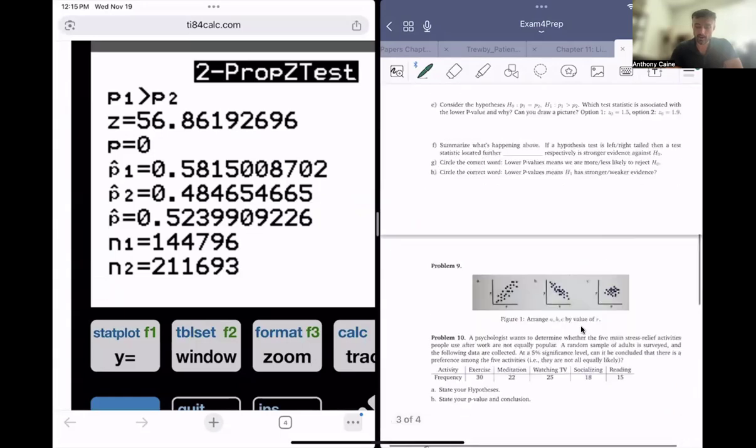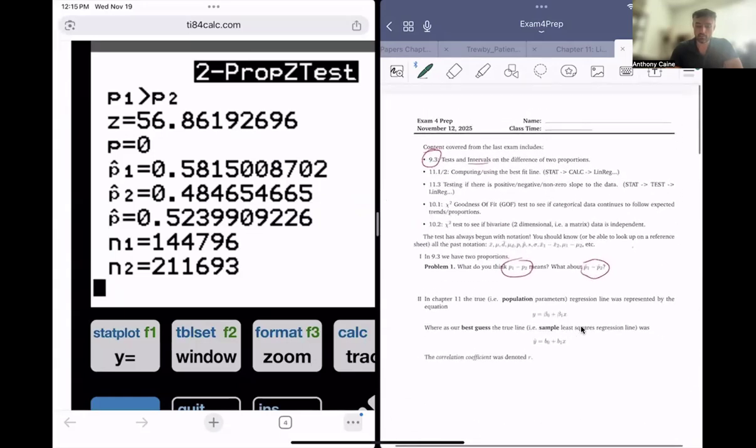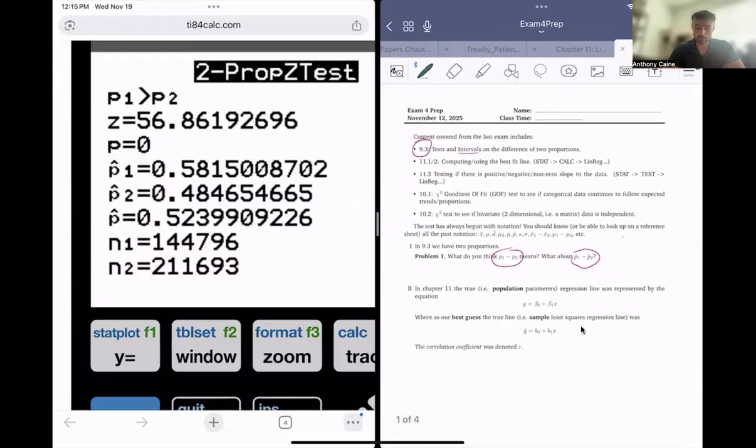Okay, so that's the idea. That's a possible test question type of thing that'll show up. Okay, what else can show up? So I'm going to look at the goodness of fit stuff next. I guess all the chi-squared stuff.